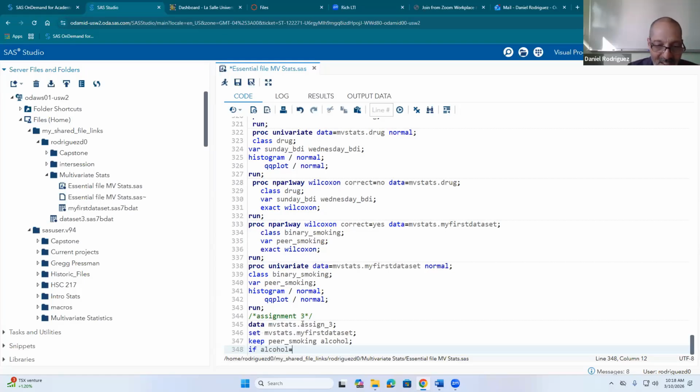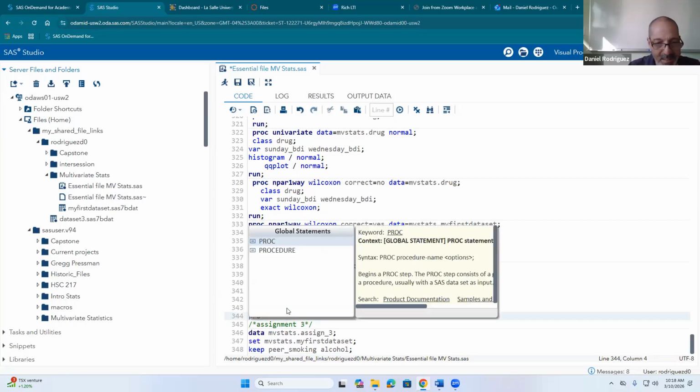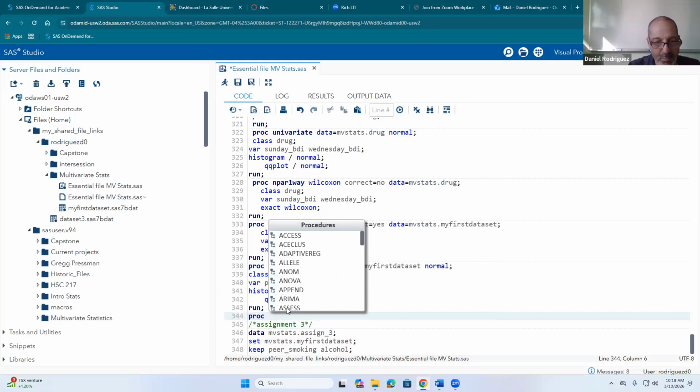So we have this data set called MV stats assignment 3. For a second, I'm just going to run something really quick because I just want to make sure. I'm just going to do a print.